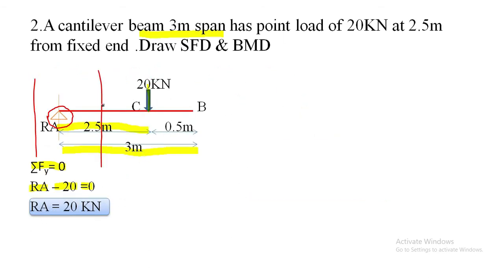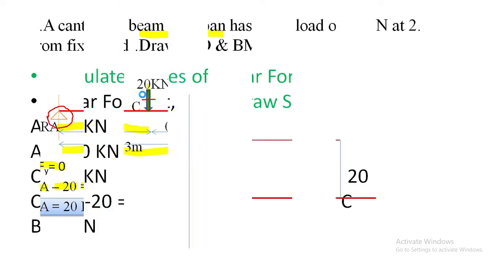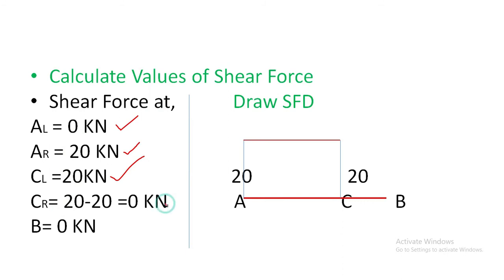This means the section line is now drawn right to the C, so draw the line here. Now look left of that section line. While looking left of that section line, there are two forces present. First is the RA and second is the load at C. The RA is going in upward direction, so consider plus 20. The load at C is going in downward direction, so consider minus 20. So plus 20 minus 20 is 0 kilonewton. This is about C of right. Then next, shear force at B is equal to 0 kilonewton.